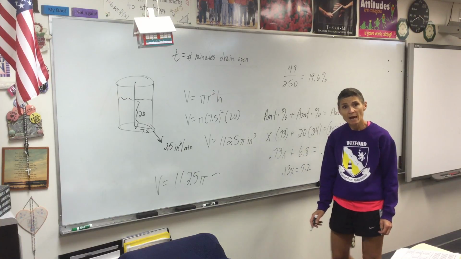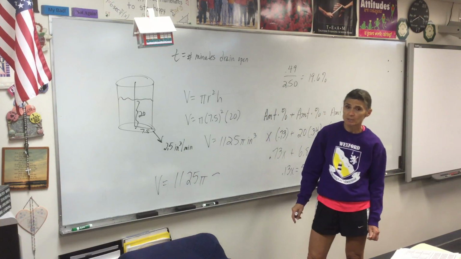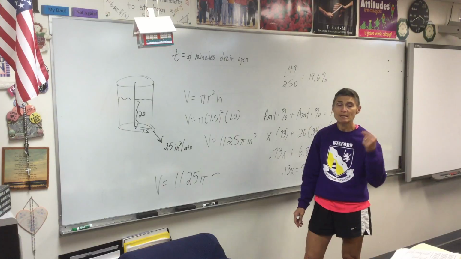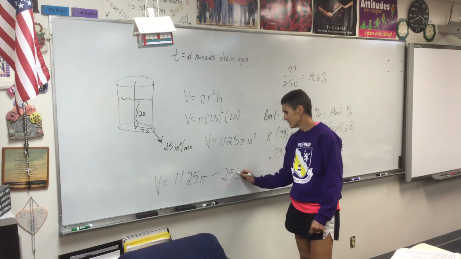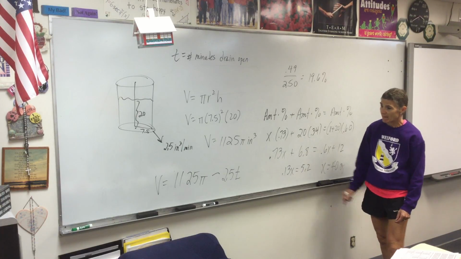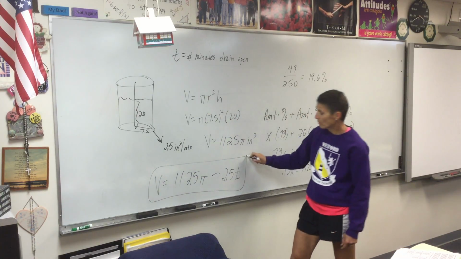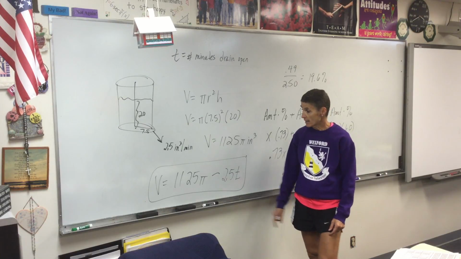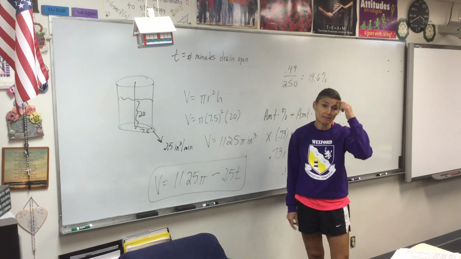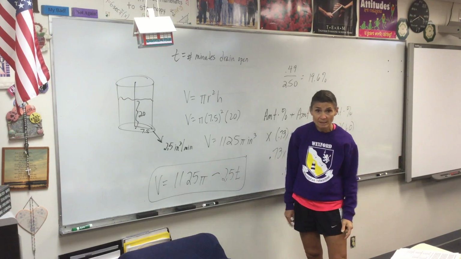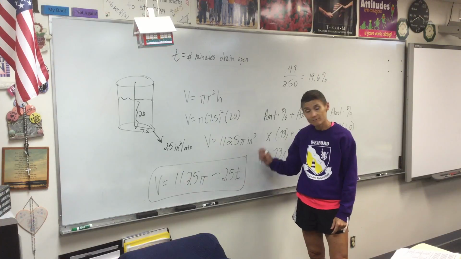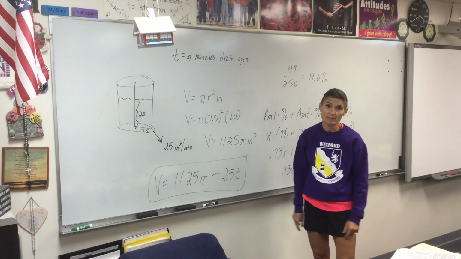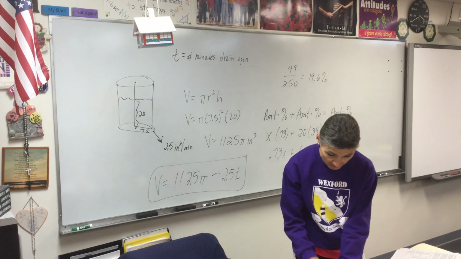Well, how much water is coming out? 2.5 cubic inches every minute. So how will we express that? 2.5 every minute. That's 2.5T. And that is the answer to the question. So if you left it open for 10 minutes, you would lose 25 cubic inches, and you'd have that minus 25 left after 10 minutes. If you left it open for 100 minutes, you'd have 250 cubic inches gone, so you'd have 1125 pi minus 250. That's how much water would be left in the tank.